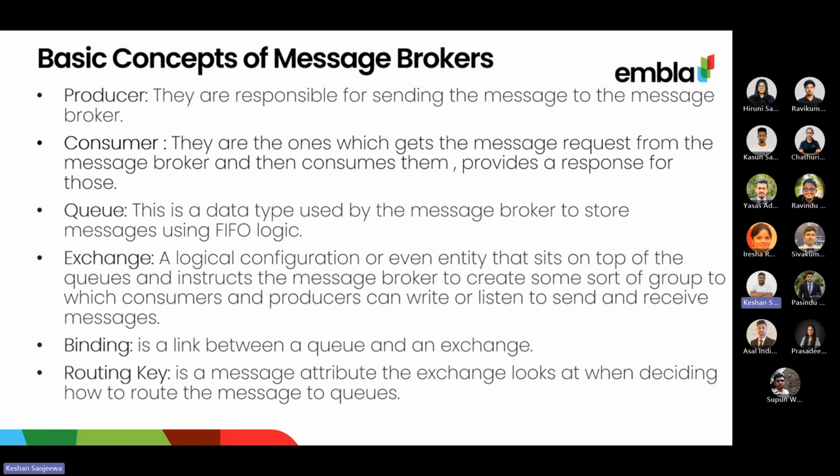And exchange. An exchange is a configuration layer. It's an entity which sits on top of the queues, grouping the queues and routing the messages to the relevant recipient. Binding is a link between a queue and an exchange. And the routing key is a message attribute, the key the exchange looks at when deciding how to route the message to queues. So these are the basic concepts: producer, consumer, queue, exchange, binding, and routing key.